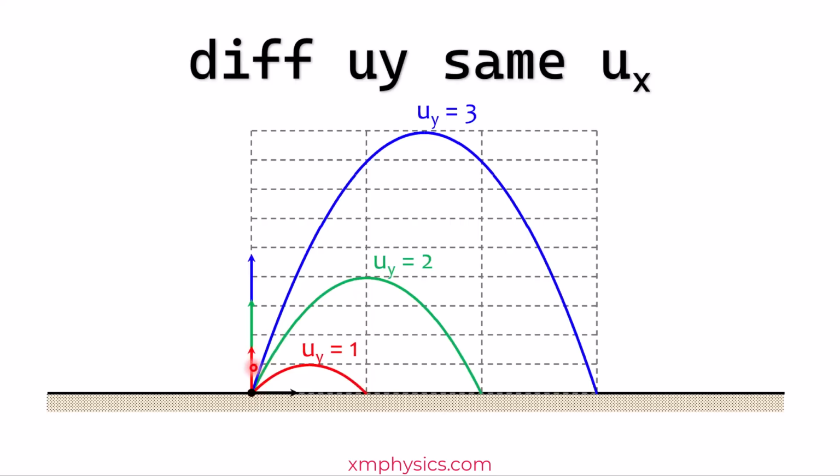For example, the red one, the initial vertical velocity, let's say, is about 10 meters per second. Then when does this vertical velocity drop to 0? 1 second later, because g is about 10 meters per second squared. So if the red one is 10 meters per second, it takes 1 second to reach the height. The green one takes 2 seconds before it reaches the peak. And for the blue one, it's 3 seconds before it reaches the peak. Time-wise, it goes 1 times, 2 times, 3 times.